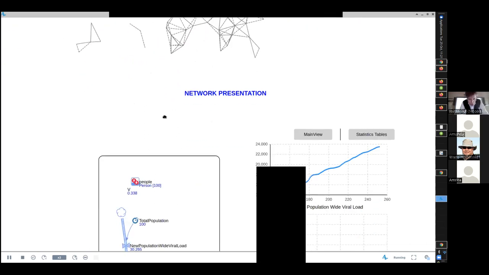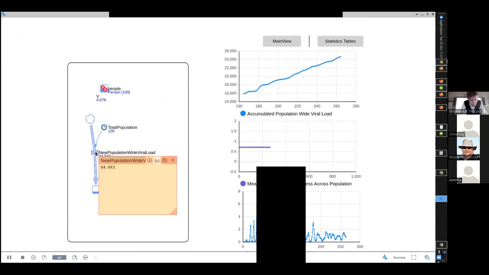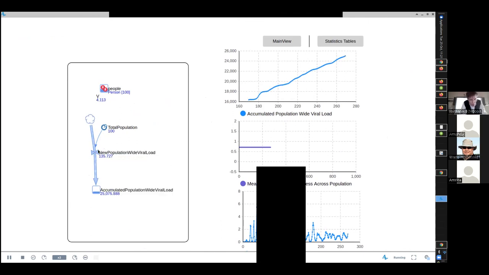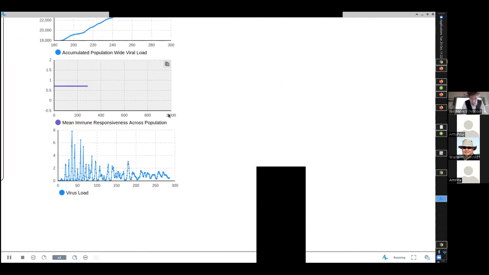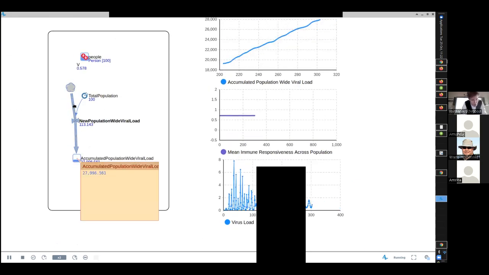The stock and flow model was just accumulating population-wide viral load. So here it was taking the viral load from all people in the population and accumulating it up. That's what this is. This is the mean viral load, I think, across the population, and it just totaled it up. This stock, because it has a single flow into it, just serves to total it up. It's just summing it up, integrating up.